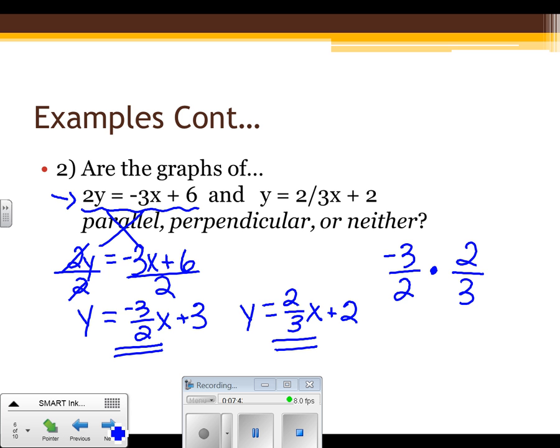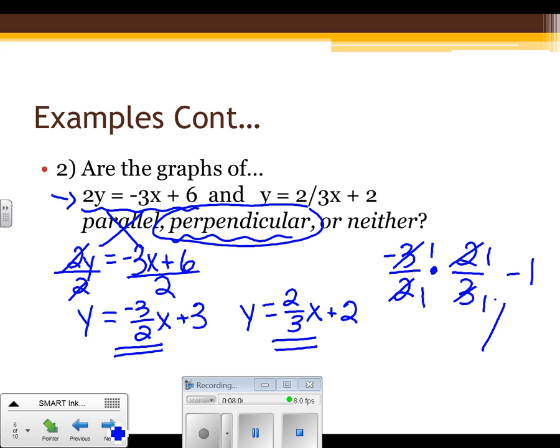If you were to multiply them, it all reduces to 1. You end up with negative 1 for the product of your slopes. They're opposite reciprocals, so they are perpendicular. Perpendicular is the answer because the product of the two slopes is negative 1.